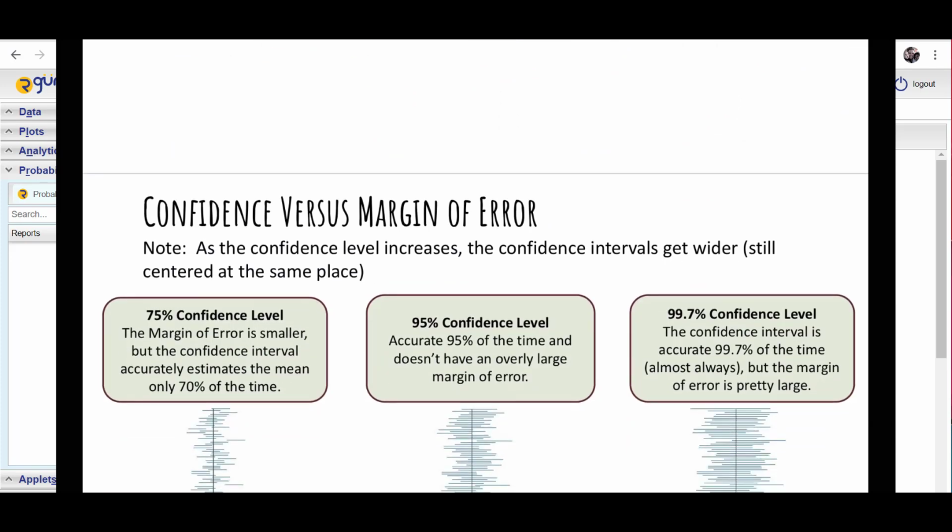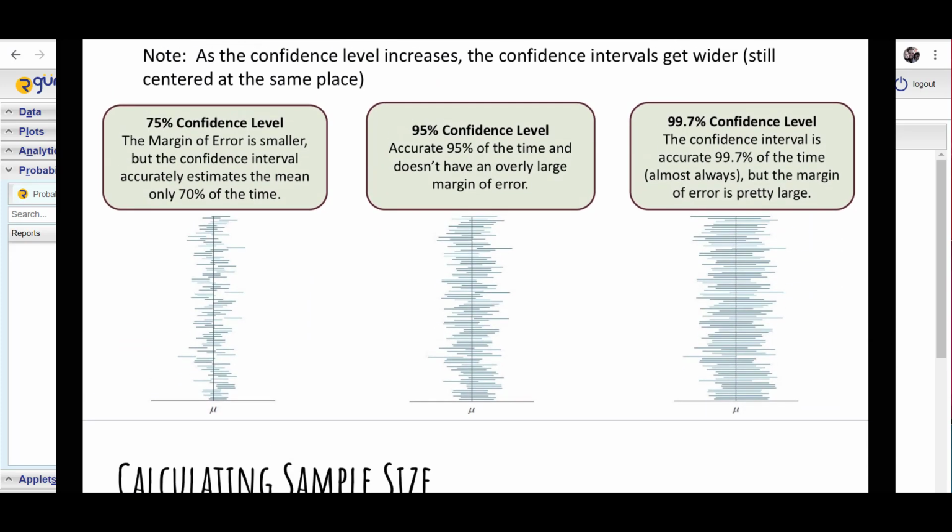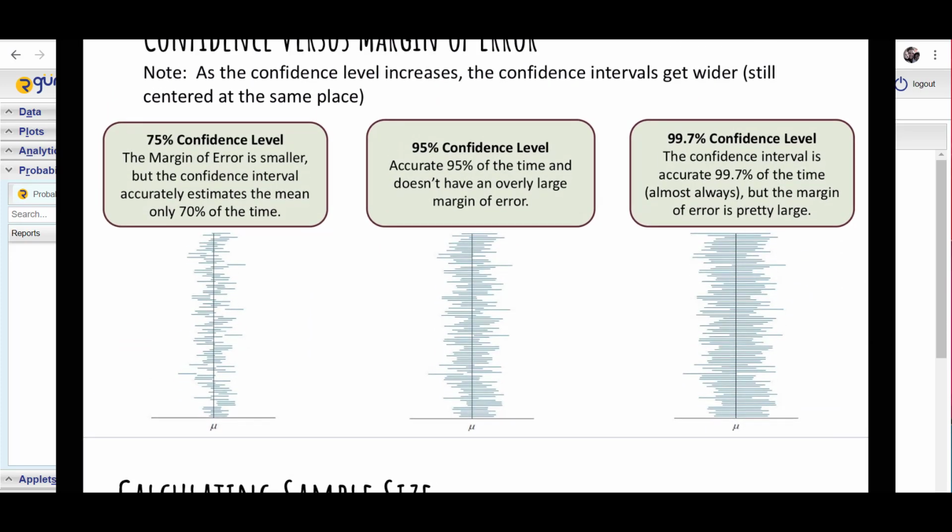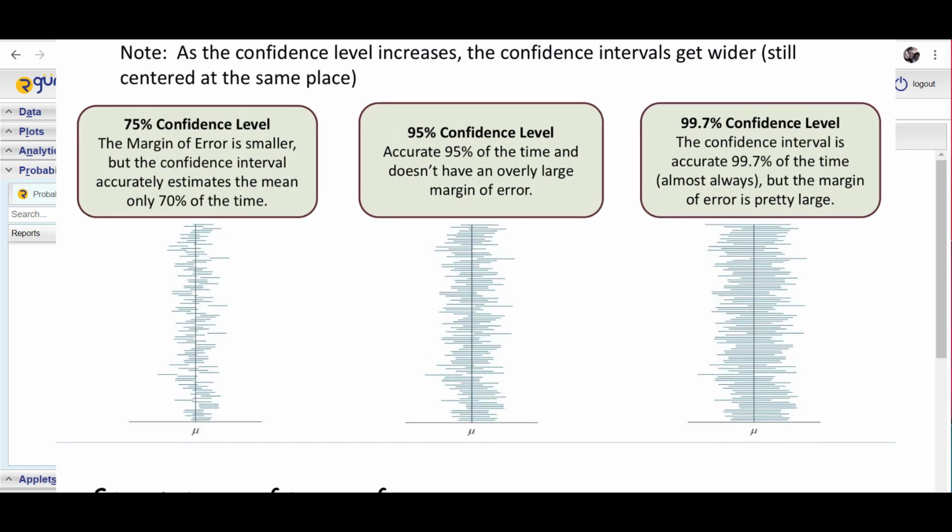Let's look at this here. This should say, okay, so we have 3 illustrations here. And it's showing that as the confidence level increases, the confidence interval gets wider.